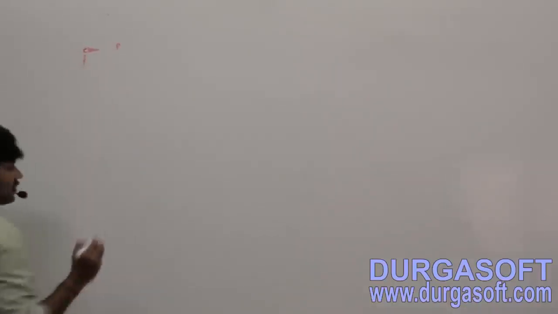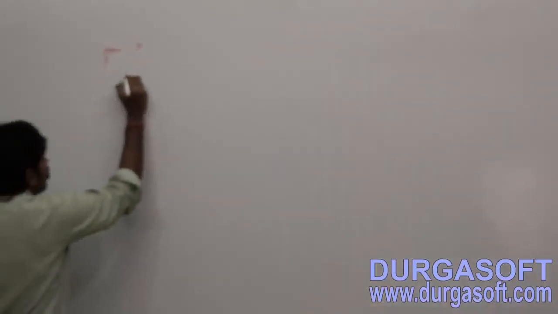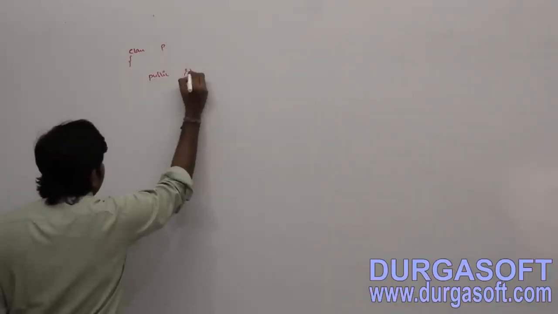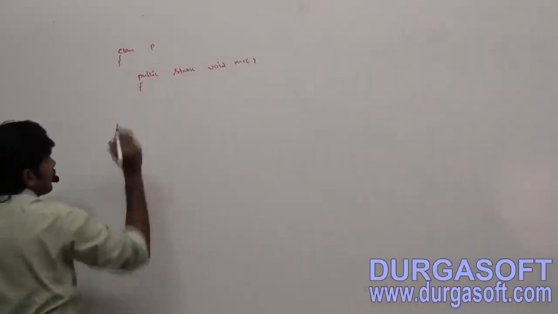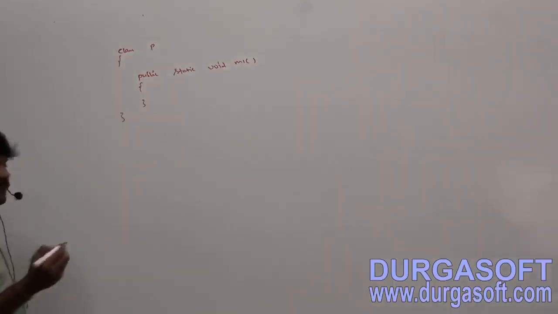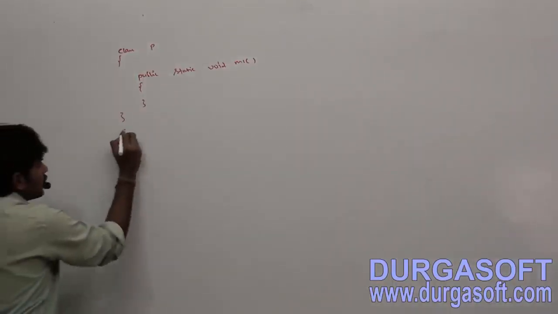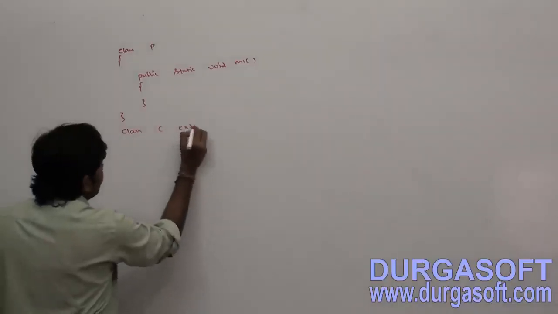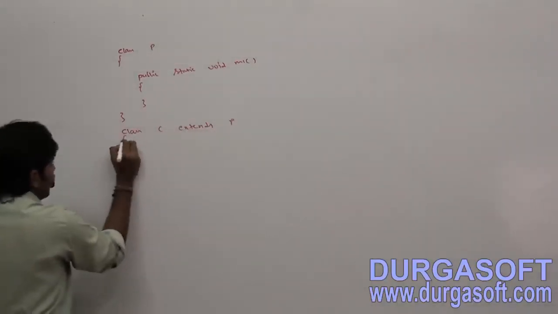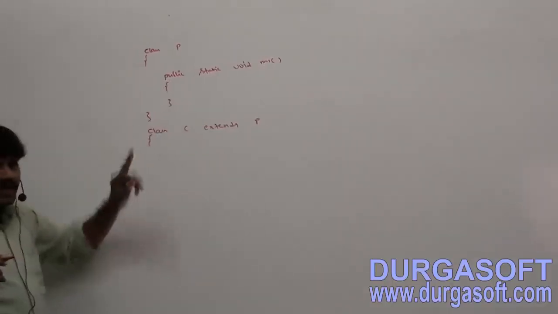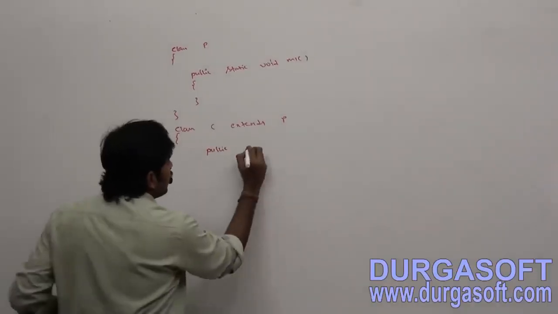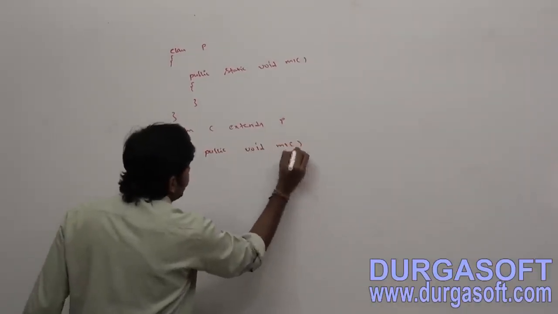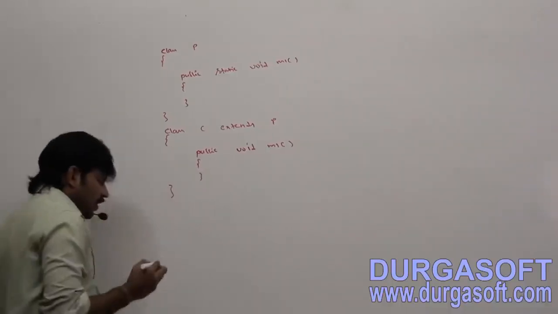Suppose I have class P, the parent class. The parent class contains one static method, public static void m1. Class C extends P. I want to override this method, so what I am doing is: public void m1. I am trying to override.